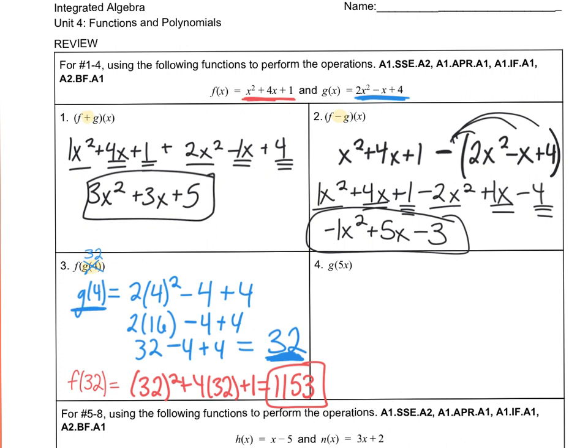Okay, so this one's not too hard. What do you think I would do with g of 5x? Plug in the 5x to g, right? So everywhere you see an x in g, you're actually going to plug in 5x. So 2, instead of x, we're going to have 5x squared, minus, instead of x, we're going to have 5x, plus 4. Everybody see how I did that? So that's plugging into g. I should have done it in blue because that was my g color.